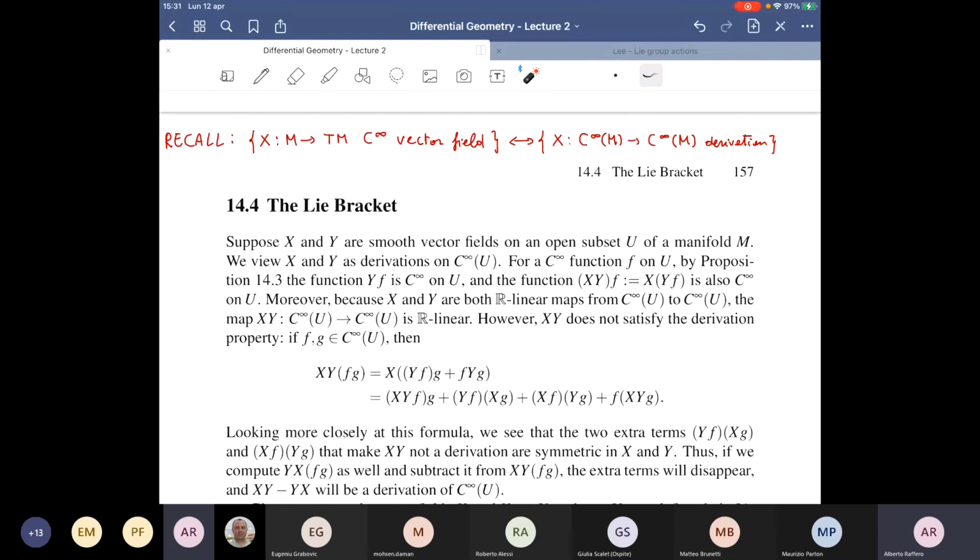So let's start considering. Now we want to define an operation. Our goal now is to define an operation between vector fields, which we shall denote by this bracket here. And this will be an operation taking two vector fields and giving you as a result another vector field.